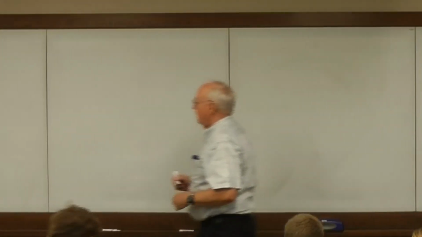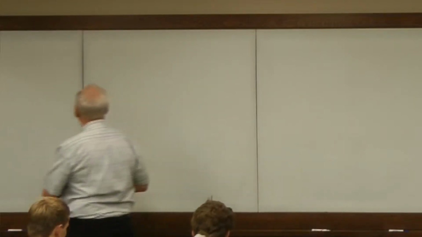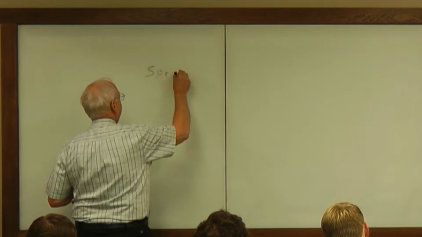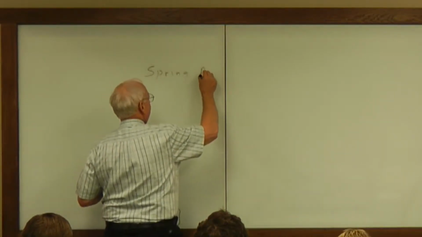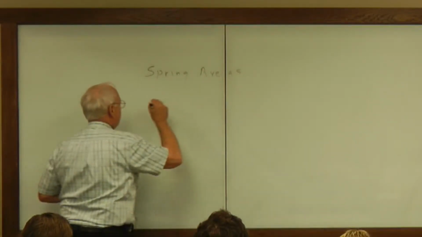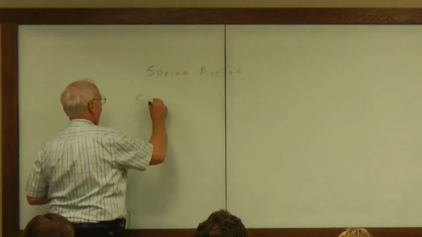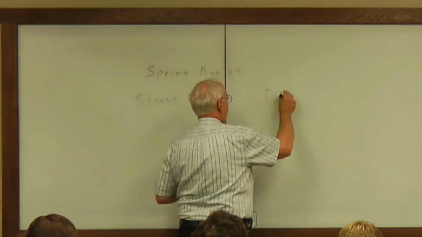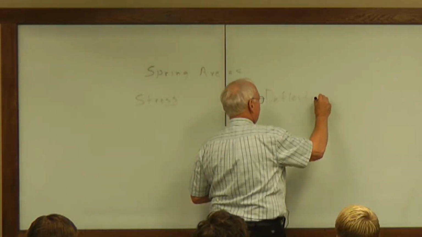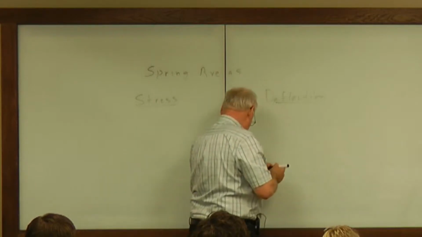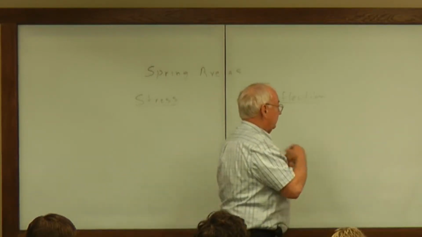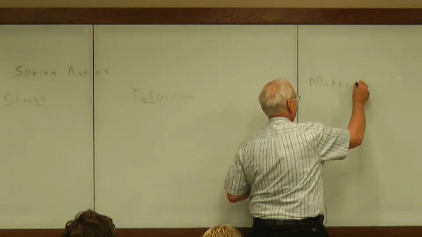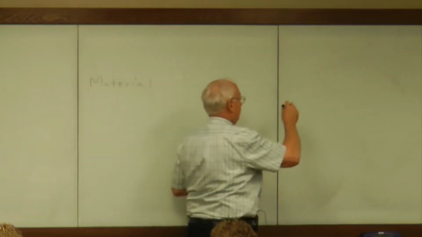The spring has 4 components that you need to know. The one is the stress. It has to have stress. One is deflection. One is material. And the other one is buckling.